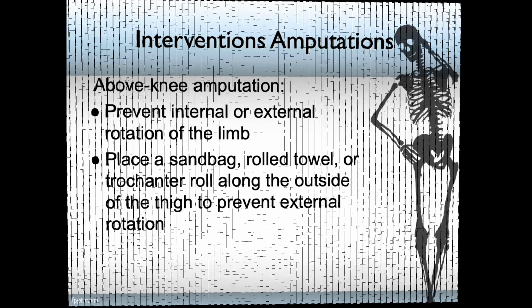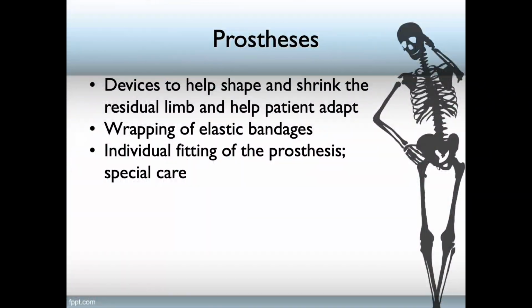The patient should be helped to be made ready mentally, emotionally, and physically for the use of prosthetics. There are devices to help shape and shrink the residual limb and therefore help the patient adapt to the prosthetic. This includes wrapping in elastic bandages. The fitting of prosthetics requires a special type of care.